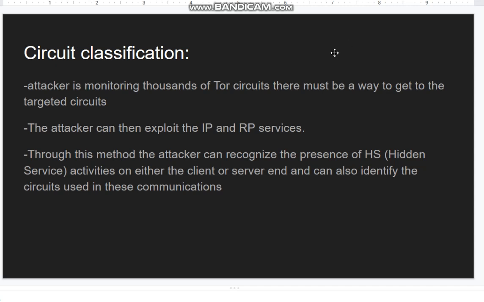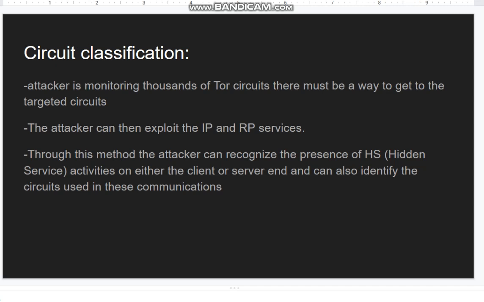How this is done is that the attacker is monitoring thousands of circuits, and he wants to know which are the targeted ones. And if he gets to know those circuits, then he can recognize the presence of hidden service activities on either the client or server end, and can also identify the circuits used in these communications.